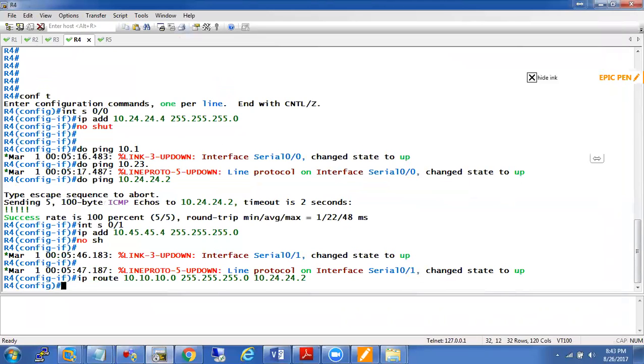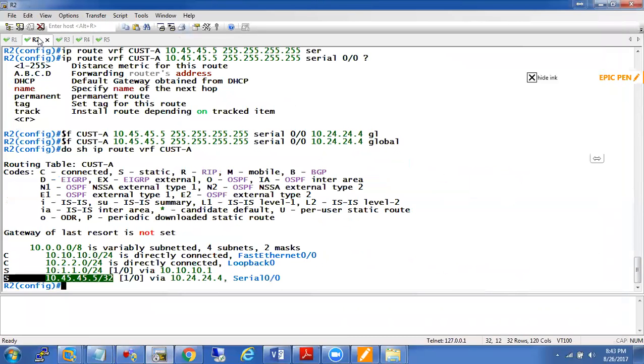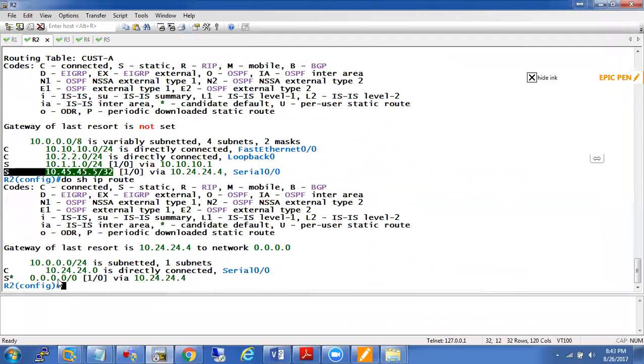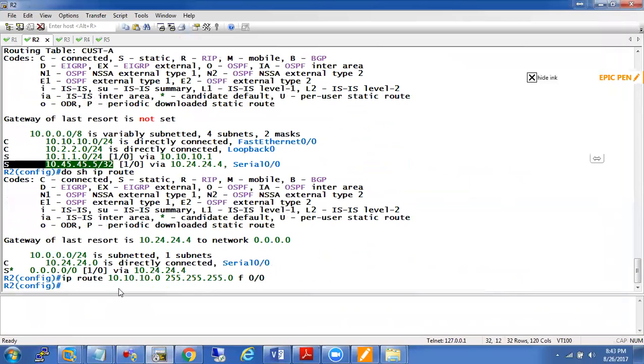Okay. Now, once I get it on R2, because of this, R2 receives the packet. He will receive the packet in the global table. He has no idea where 10.10.10 is. So over here in the global table, I'm going to create a route that exists where? In the global table. And the way you do that is just pointing it to the interface. So all I'm saying is if a 10.10.10 comes in, just throw it to F0/0. He'll take care of it.